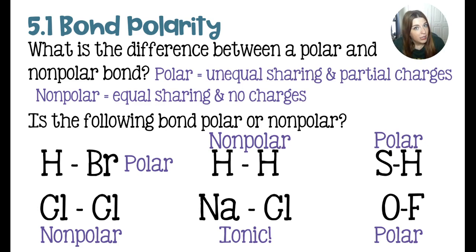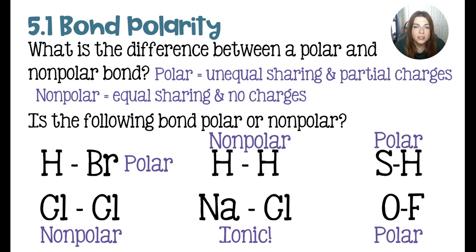Hydrogen bonded to another hydrogen or chlorine bonded to another chlorine, those are both going to be nonpolar because both of the atoms in the bond have the same electronegativity. We can also describe this as them being symmetrical. Because they are symmetrical, they don't have an advantage one side over the other. Sulfur bonded to hydrogen is not super polar because their electronegativities are pretty close, but they're not the same. So that will be a polar bond.